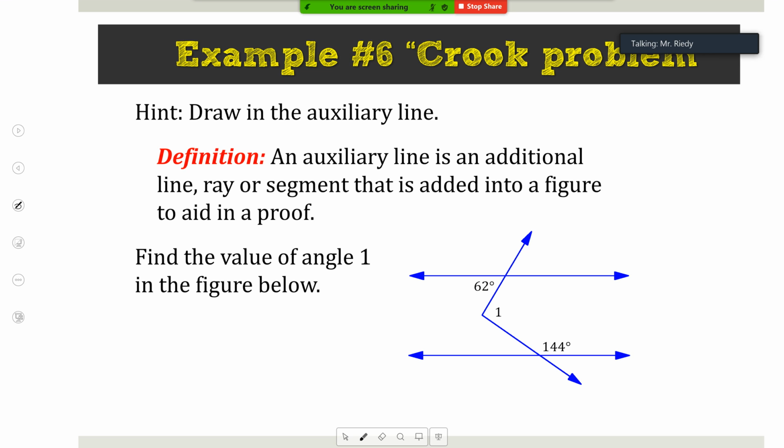Last thing today is what's called a crook problem. It's called a crook problem because this line has been bent into a crook. In order to solve this problem, I have to create scenarios based on what we did in the previous slide. So I'm going to draw what's called an auxiliary line in here. And I'm going to draw a line right through there. And I'm going to guarantee that all three of these lines are parallel.